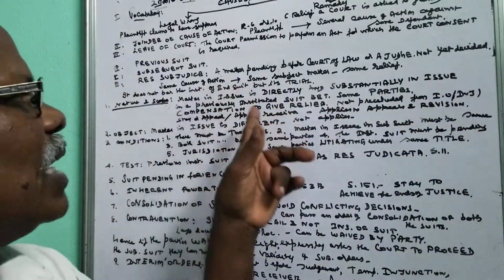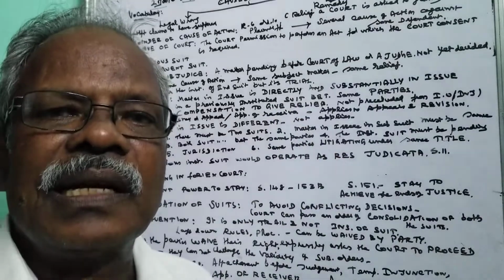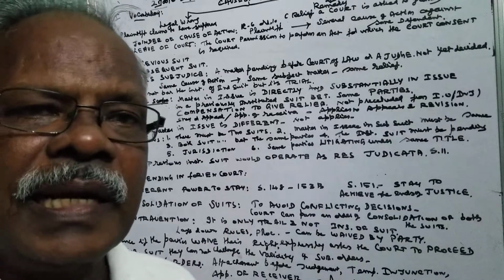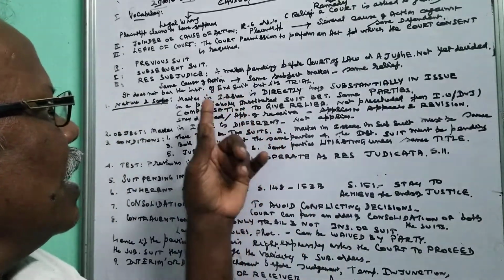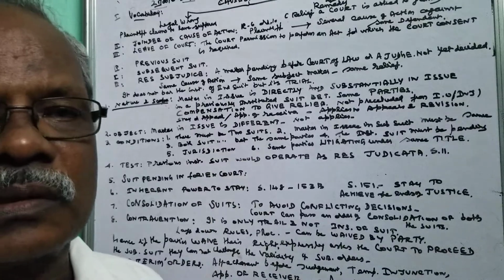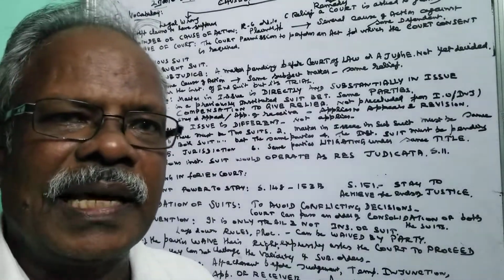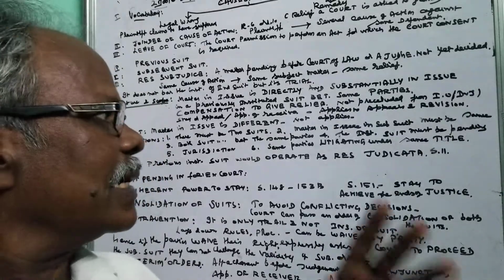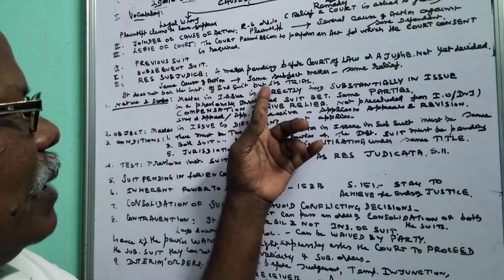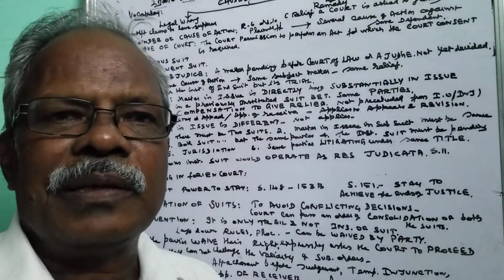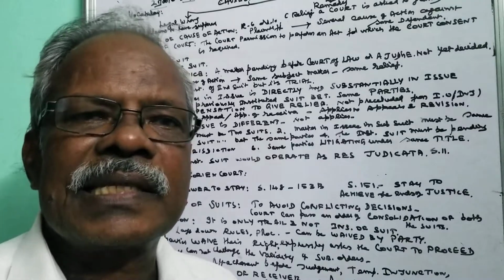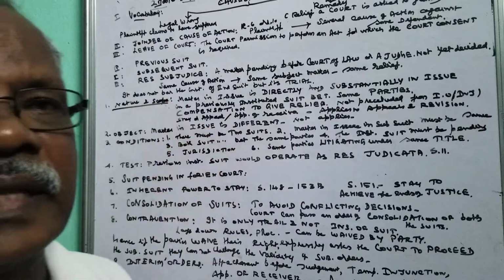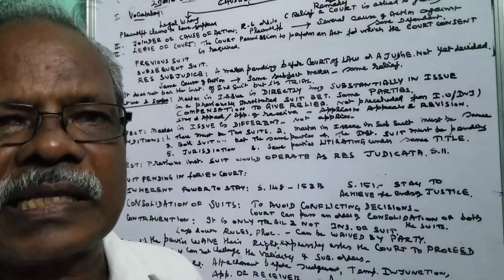Then same cause of action, same subject matter, same relief, but it does not bar the institution of a second suit. Though the first suit may be there, it does not bar the institution of the second suit, but only its trial. So the trial cannot proceed, but the case can be instituted. That is the meaning. So now we will see the nature and scope of this res subjudice.